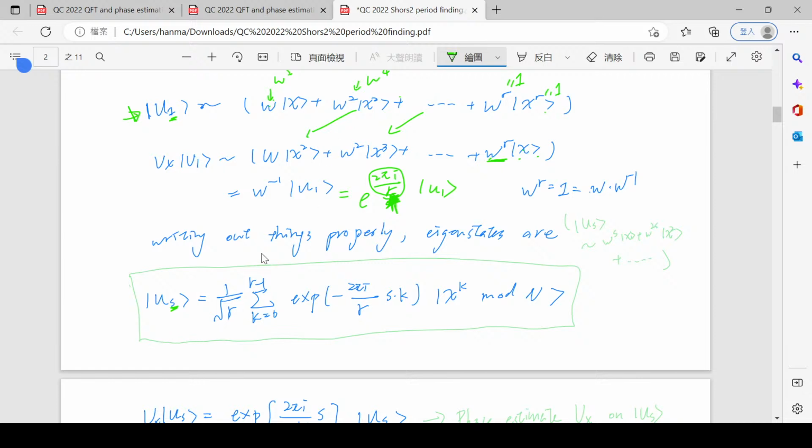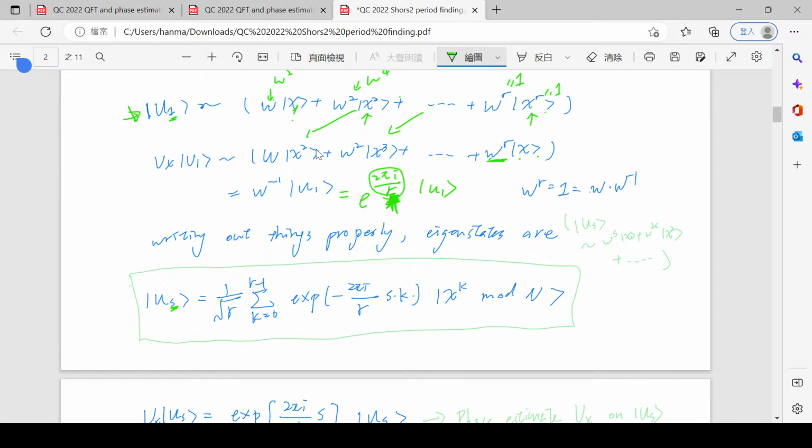And so now we have a very formal definition. We can define this U sub s, which is going to be an eigenstate of U_x, and equal to 1 over square root r, 1 over square root r for normalization, as I mentioned, sum over k from 0 to r minus 1. So k equal to 0 is here, then k equal to 1 here, k equal to 2 here, etc. Then we are writing all omega: exponential minus 2 pi i divided by r, then s times k, right? So basically e to the 2 pi i divided by r is omega, then omega to the s power.